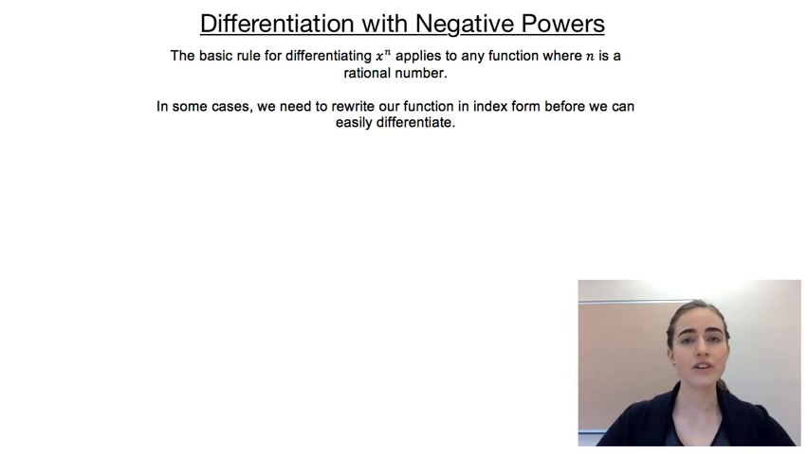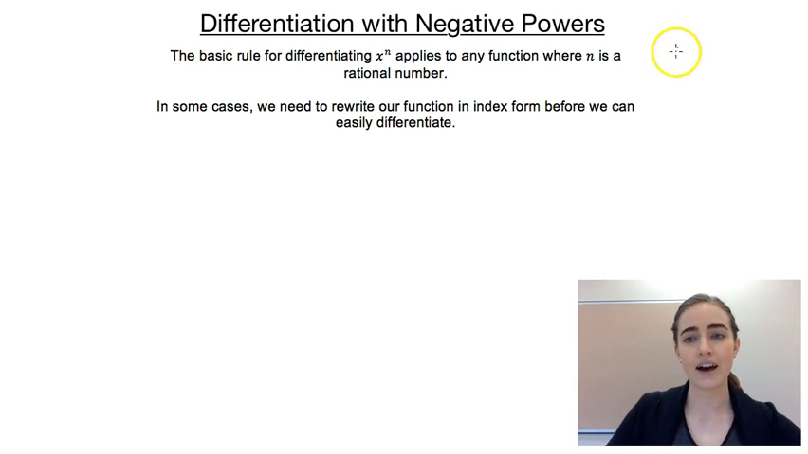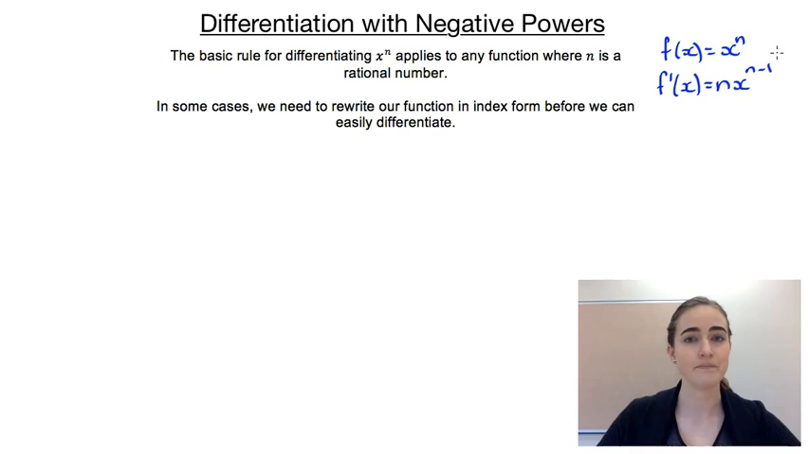In this video, I want to have a look at differentiation problems that involve negative powers. Our basic rule for differentiating x to the power of n applies for any function where n is a rational number. Just to jog your memory, if we have a function x to the power of n, then the derivative is n x to the power of n minus 1: we multiply by the power, and then reduce that power by 1. That will apply even if that power is negative or a fraction. As long as it's a rational number, that still works.